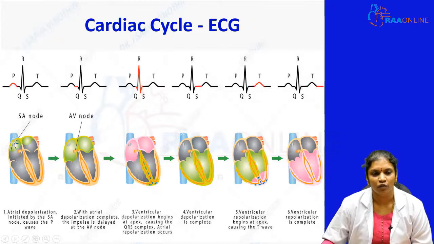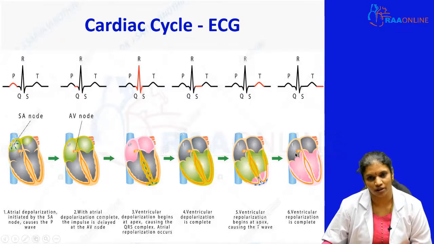The P wave represents your atrial depolarization. The PR interval represents the intrinsic AV nodal delay. This intrinsic AV nodal delay is important to ensure complete emptying of the atria into the ventricles and to ensure that the ventricles are completely filled before they begin to contract. The QRS complex represents your ventricular depolarization and the T wave represents the ventricular repolarization.